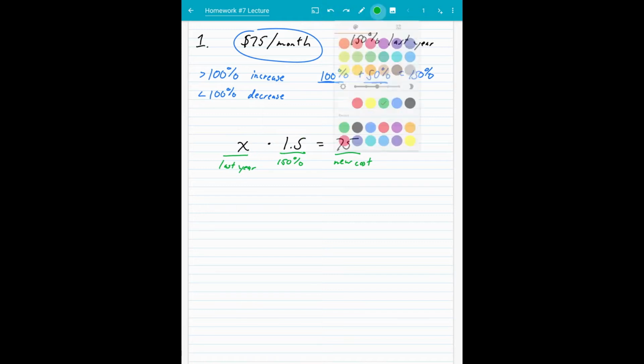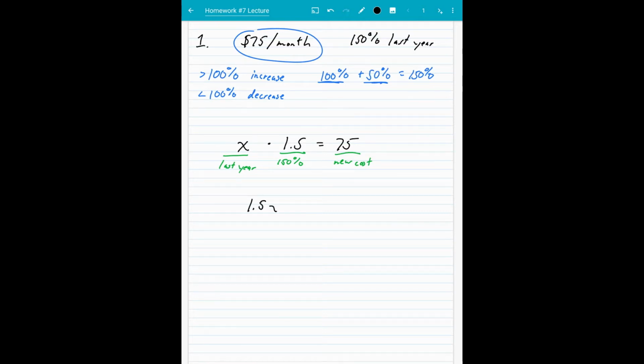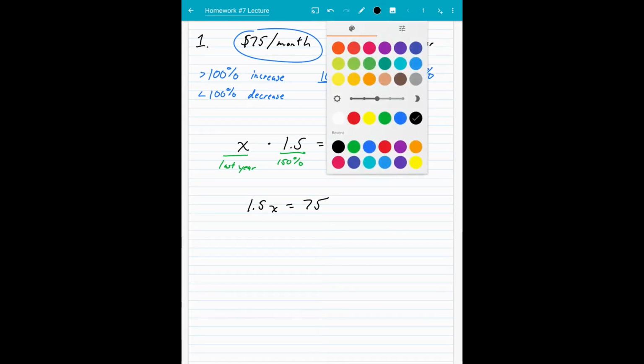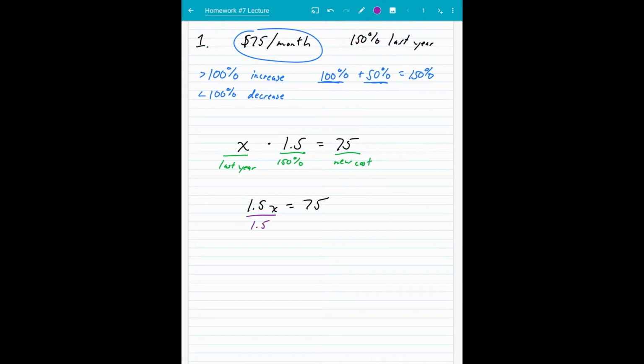And that's an algebraic expression that we can use, or an algebraic equation. We have it set up. We can say 1.5x equals 75. So to find out what his cost was, we can divide both sides by 1.5. And that would end up giving us x equals $50. So he ended up paying $50 last year for his basic cable package.